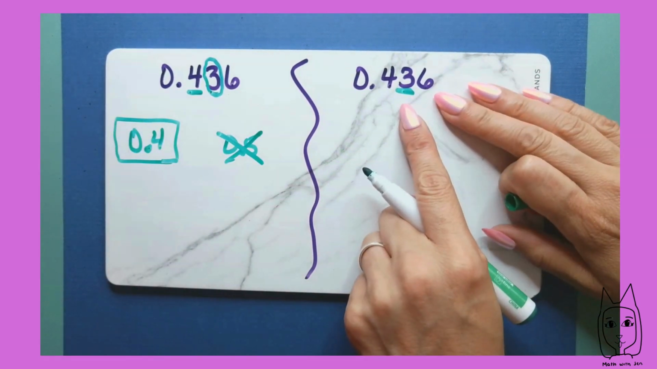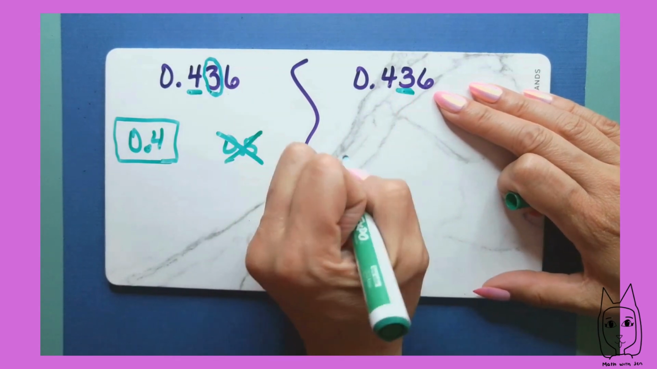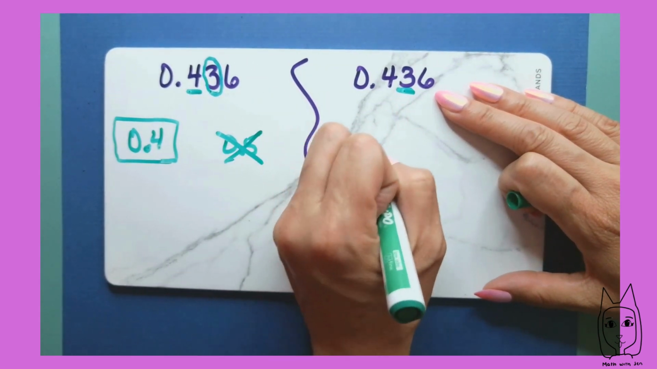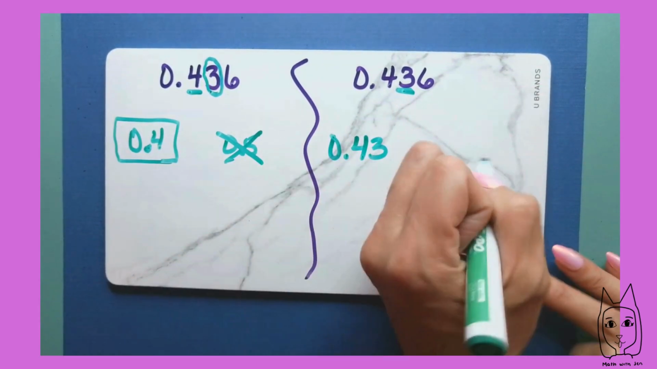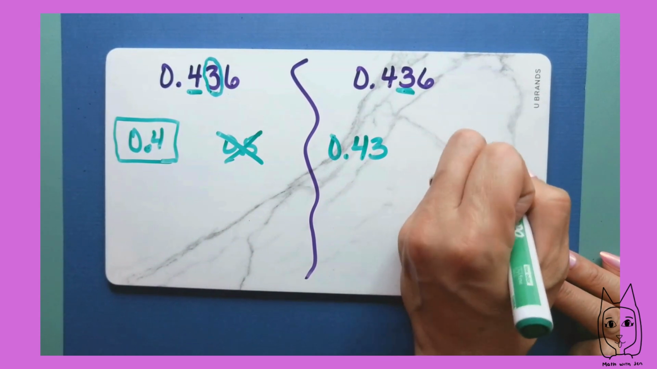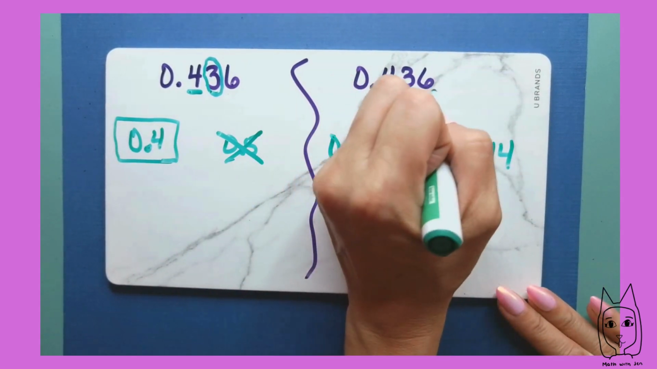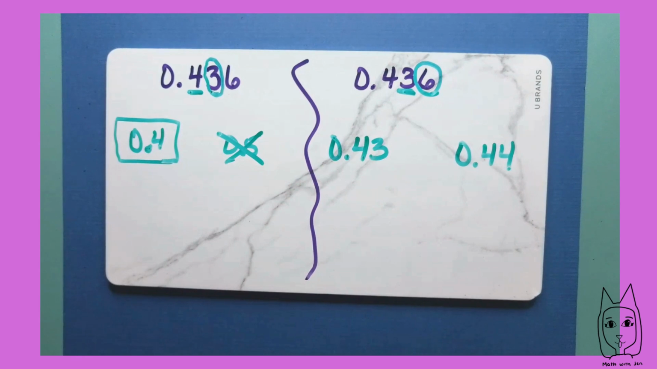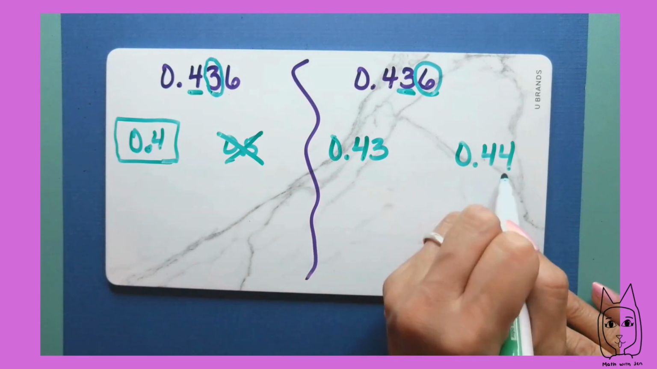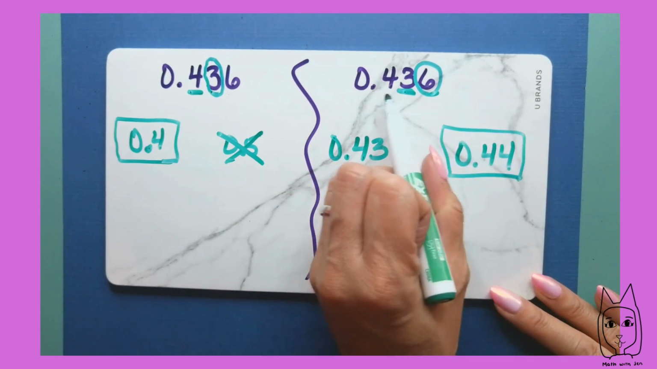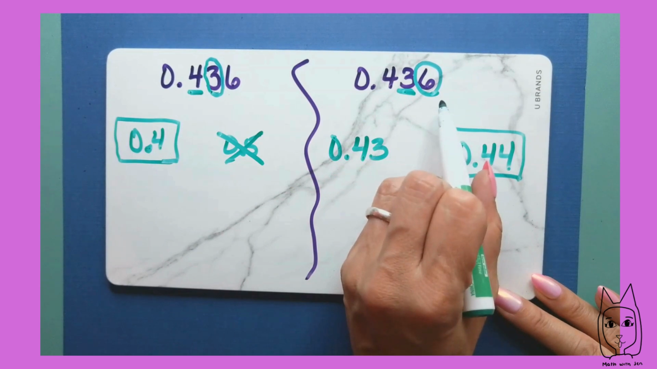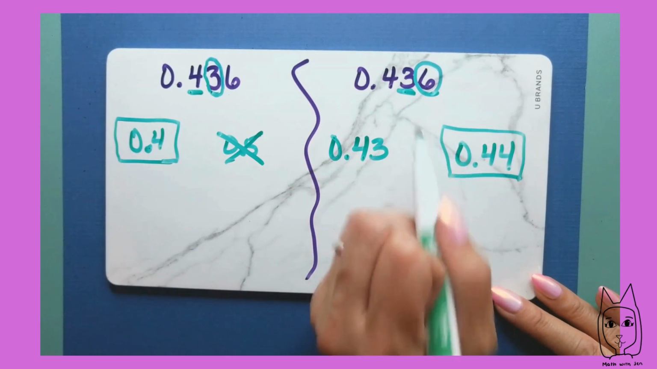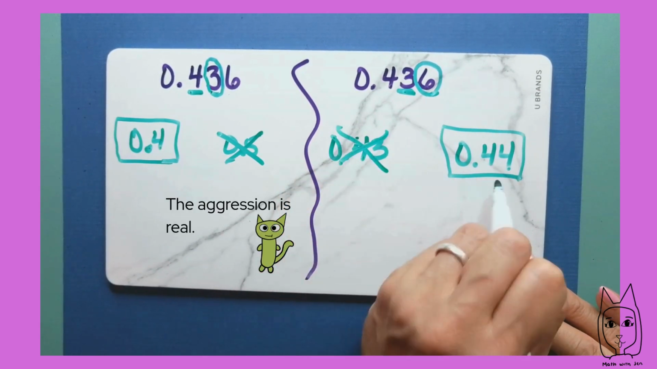For the hundredths place, it's either going to stay 43 hundredths or it's going to round up to 44 hundredths. I'm going to use the place value to its right. It's 5 or more, so that means it would go to the right of that halfway mark. So that means we round up. 436 thousandths, when rounded to the hundredths place, would be 44 hundredths.